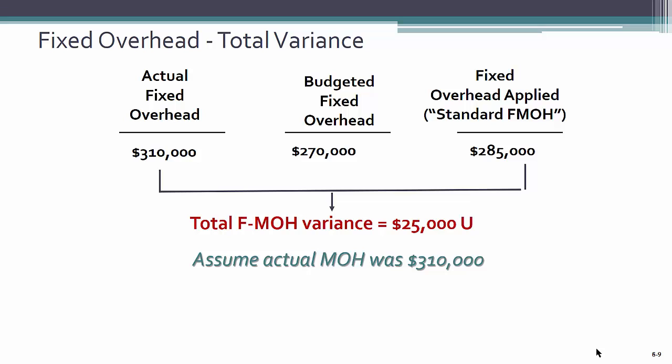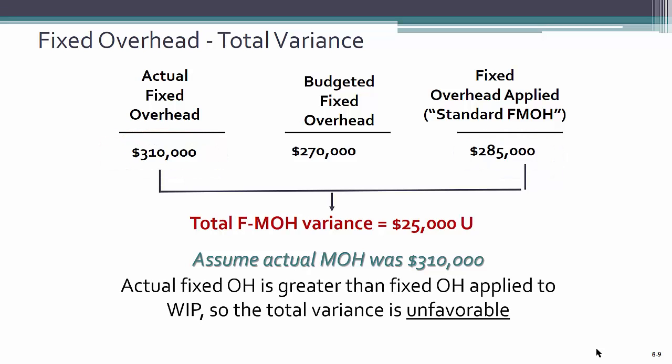In this case, let's assume our actual spending was $310,000, and as we computed previously, we were allowed to spend $285,000 based on producing 95,000 units. We determine our overall variance like we've done previously. In this case, it's an unfavorable variance of $25,000. That's $310 actual minus $285 standard allowed.